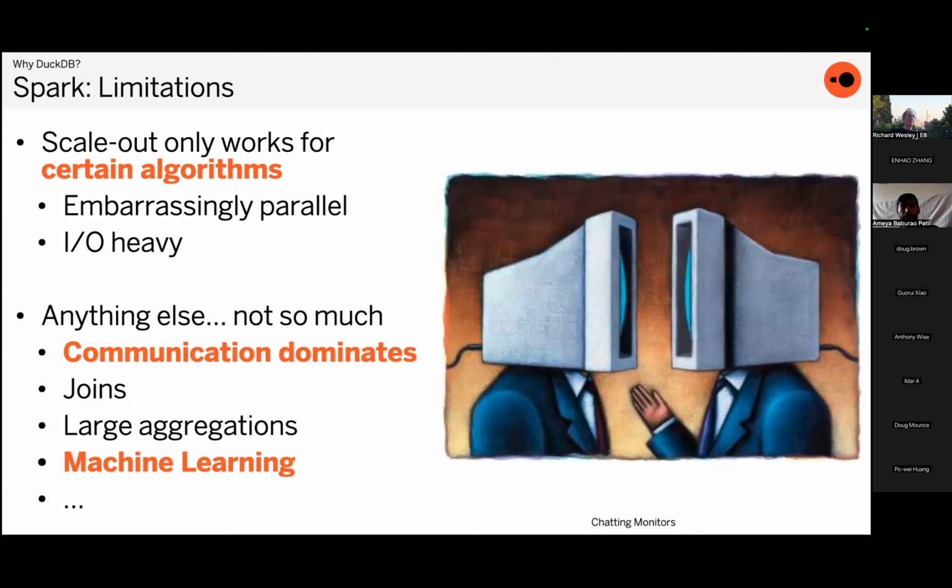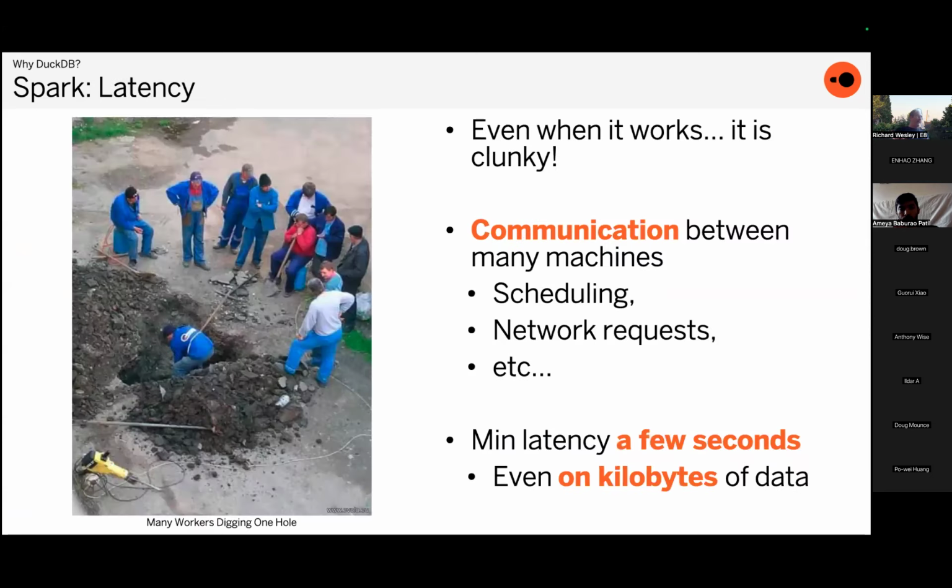Doing joins, you've got to move stuff all over the place. Large aggregations, which processor has which bucket on it, and just lots of different things. And Spark, even when it works, it's a little clunky. You have all this communication, you've got to worry about scheduling, all the network requests go everywhere. And the minimum latency for loading something into Spark, even though a few K, is measured in seconds.